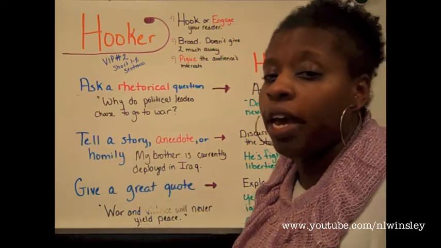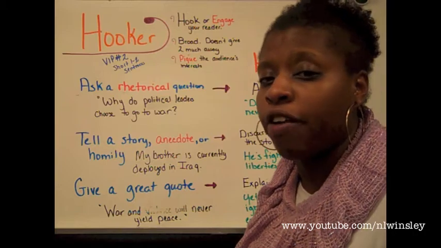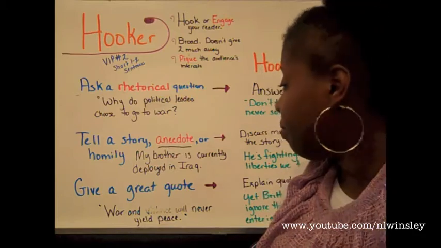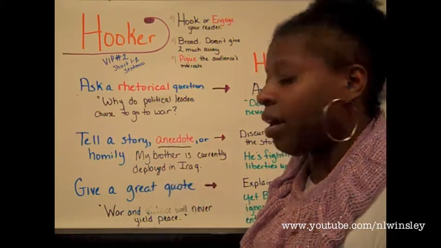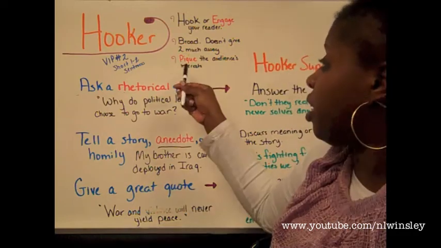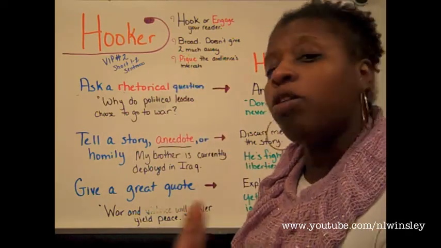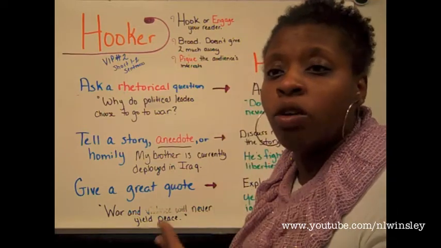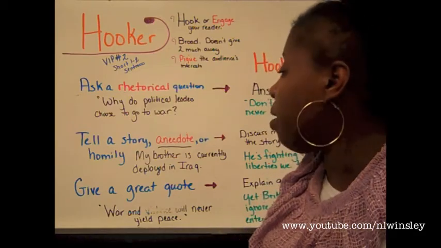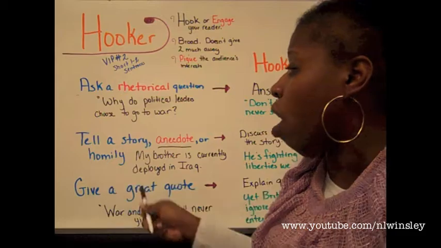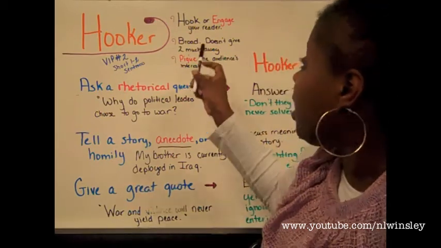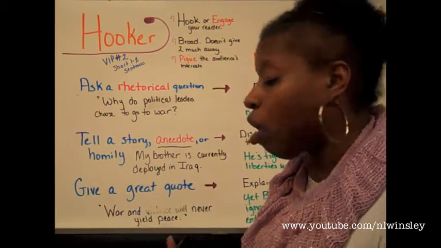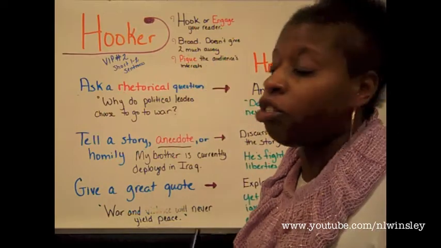The second way that you can start your introductory paragraph with a good hooker is to tell a story, anecdote, or homily. My brother is currently deployed in Iraq. Automatically, my interest is piqued because I may know someone who's deployed in Iraq. I may know some things or have an opinion about men and women that are soldiers deployed in Iraq. So automatically, this story, anecdote, or homily has my interest. It's engaged me. It's not really too broad because I have no idea where the writer's going, and it's piqued my interest.